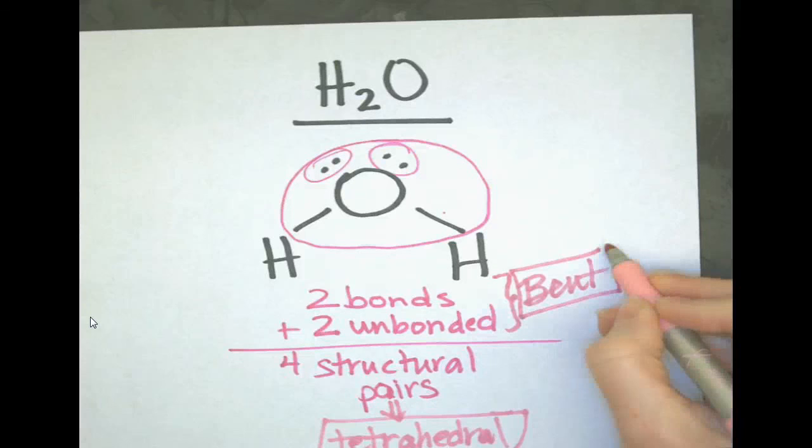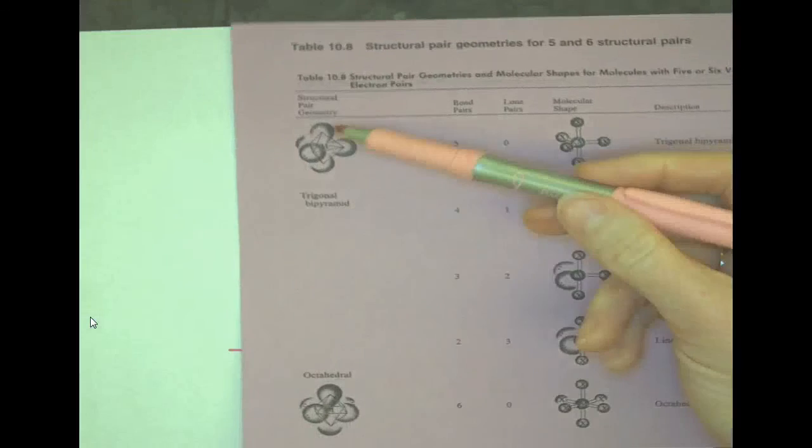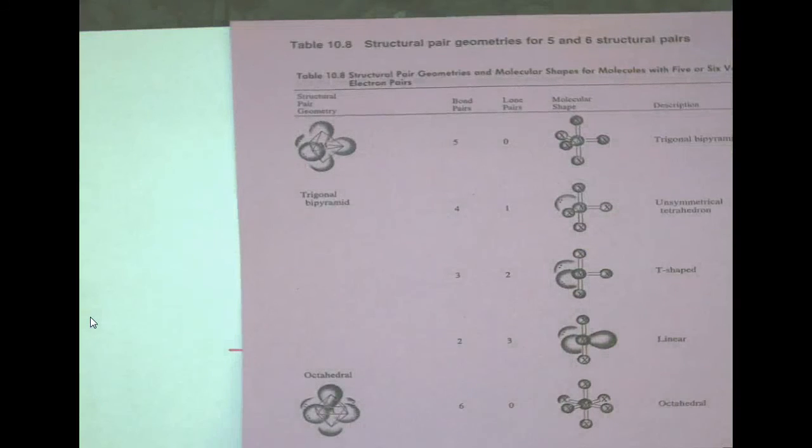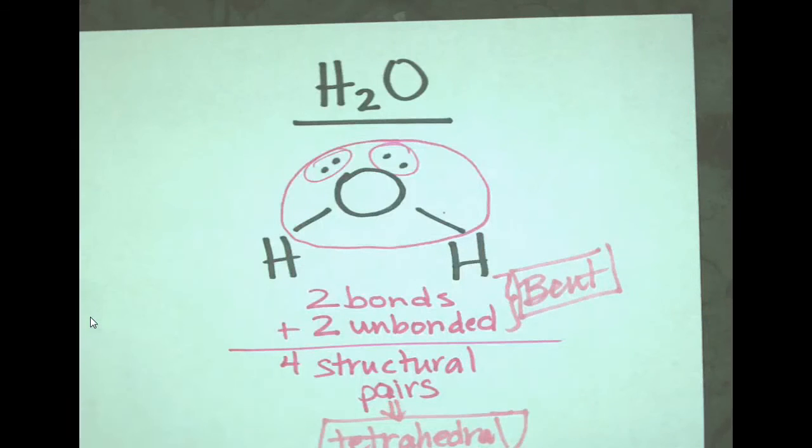as our answer. At the Chem 2 level, you're going to use the back side of this page, which has 5 and 6 structural pairs, and then you would need to tell me that it is specifically V-shaped and what the angles are. But that's for Chem 2, not for this class. This concludes our practice.